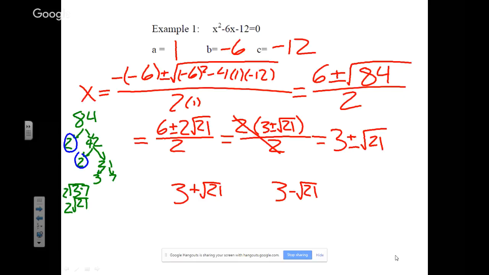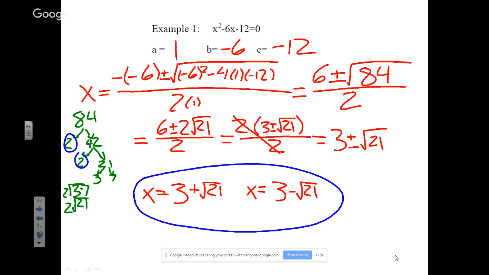So remember, when we looked back at the discriminant, since it was positive, we have 2 real answers. These are 2 real answers. We have x equals 3 plus the square root of 21, and x equals 3 minus the square root of 21. And these are as simple as our answers are going to get.